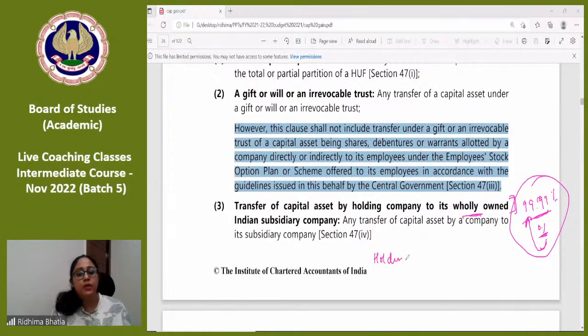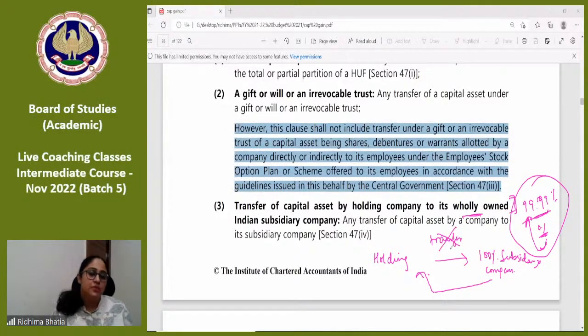So when holding company transfers anything to 100% subsidiary company, or when 100% subsidiary company transfers any capital asset to holding company, that is also not a transfer. That is also an exempt transfer. Exempt transfer में क्या होगा? When the ultimate person sells as per the transactions which are not mentioned, he will pay the tax and he will take the period of holding of the previous owner, cost of acquisition to the previous owner.